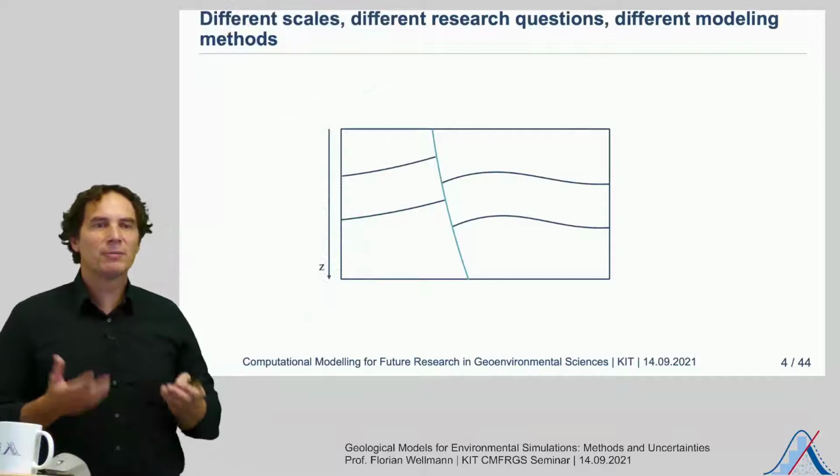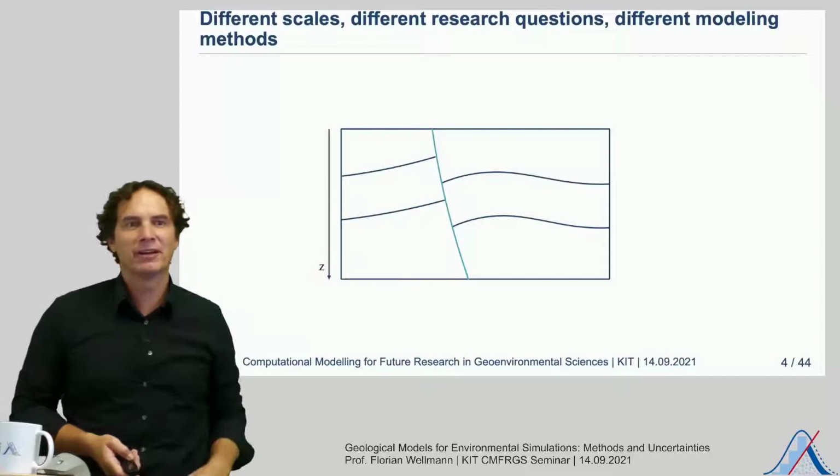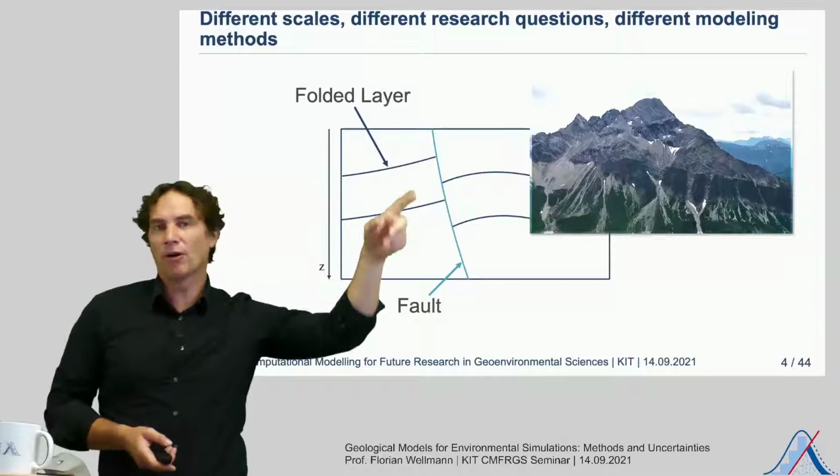What we talk about when we talk about geological modeling, the picture we should have in mind is something like a cross section through the Earth. Here we have an arbitrary section somewhere. In the Z direction, we could say that we have some sort of interface here, maybe a folded layer which was offset along a fault.